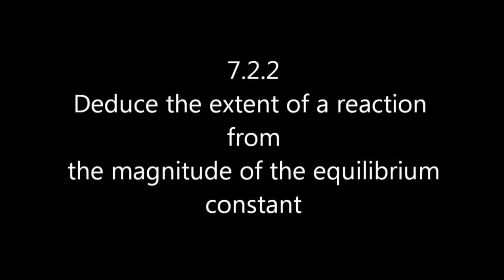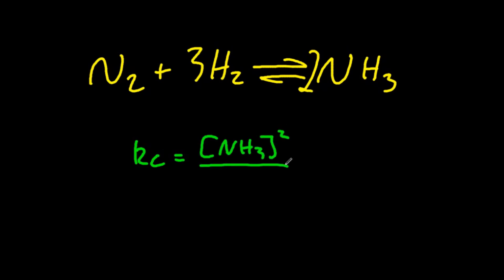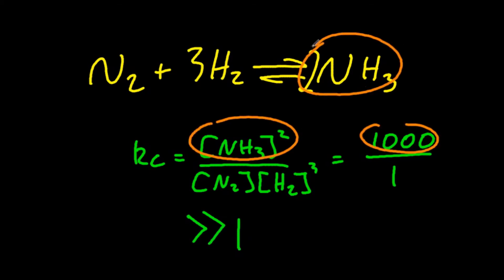Okay, the extent of the reaction and the magnitude of the equilibrium constant Kc. This is the Haber process, you should know this by now. And Kc is the products raised to the power of their coefficients divided by the reactants raised to the power of their coefficients. And let's say Kc in this case is, I don't know, 1,000. So 1,000's a big number, and bigger than 1 is how it's put in the syllabus. So that means there's lots of ammonia.